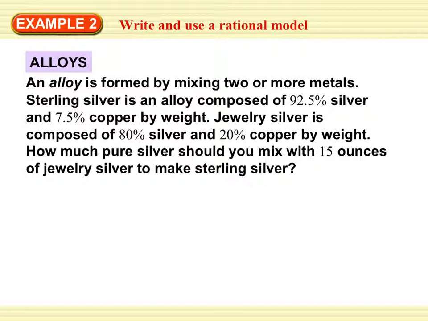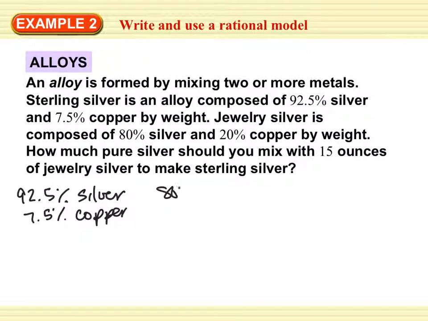An alloy is formed by mixing two or more metals. Sterling silver is an alloy composed of 92.5% silver and 7.5% copper by weight. Jewelry silver is composed of 80% silver and 20% copper by weight. How much pure silver should you mix with 15 ounces of jewelry silver to make sterling silver?